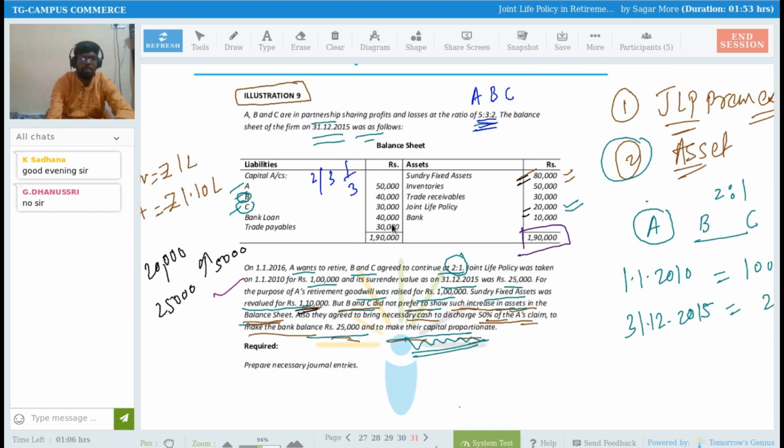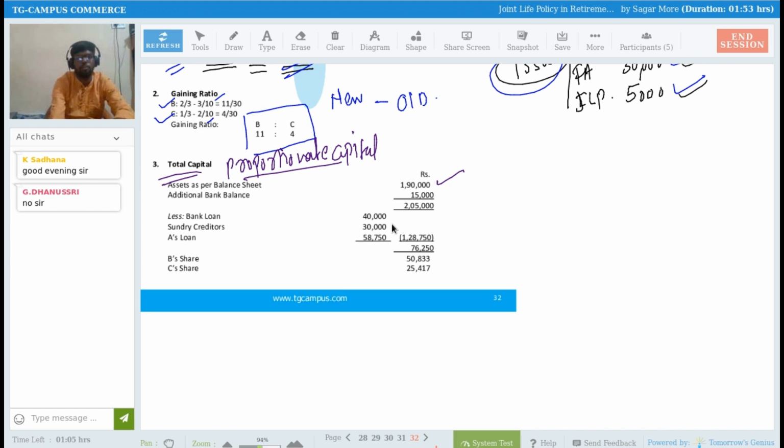So in that 1,90,000, there is a bank balance. How much is the bank balance? 10,000 is the bank balance, right? And it is clearly mentioned in the question that after retirement of a partner, bank balance has to be 25,000, right? So it means we have to increase assets by another 15,000. So after increasing 15,000 rupees of bank balance, the amount will be 2,05,000. Yes or no? So 2,05,000 is the total value of assets at present.